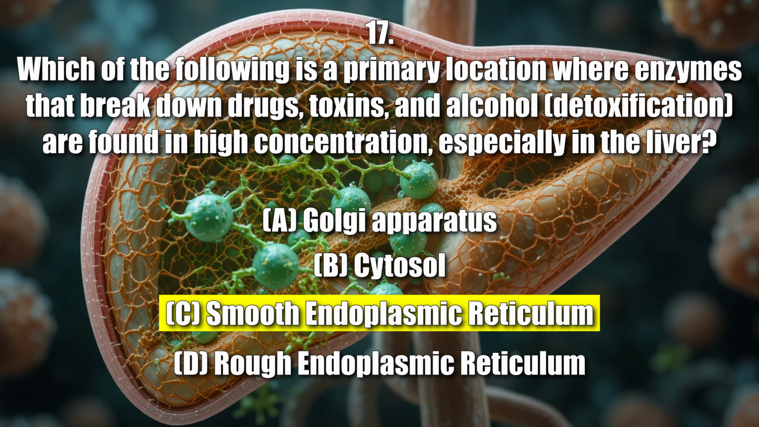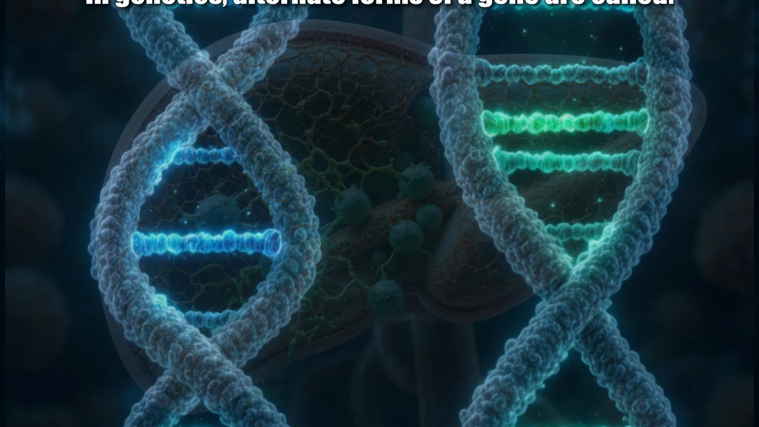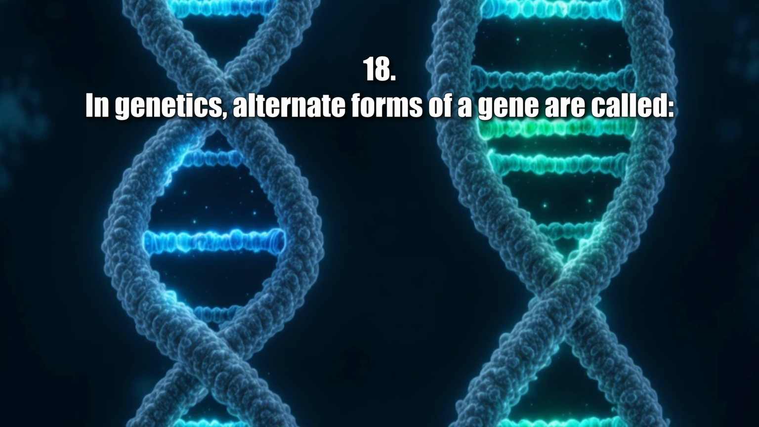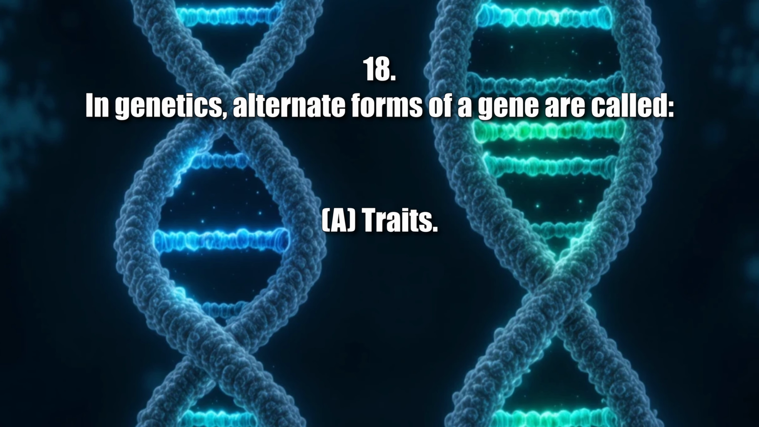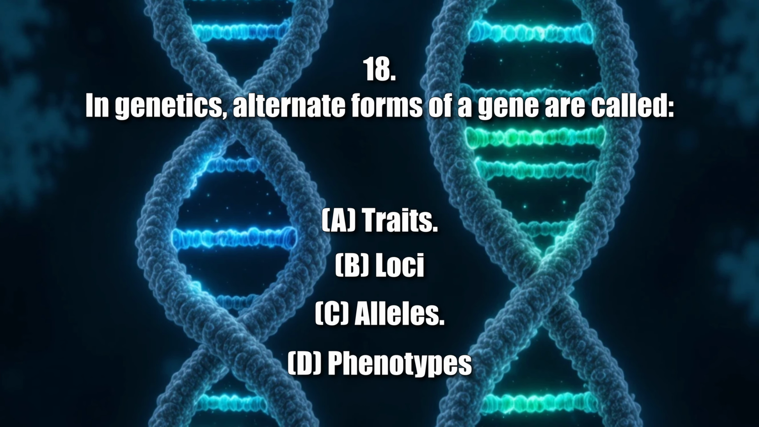The correct answer is C. Smooth endoplasmic reticulum. 18. In genetics, alternate forms of a gene are called A. Traits. B. Loci. C. Alleles. D. Phenotypes.